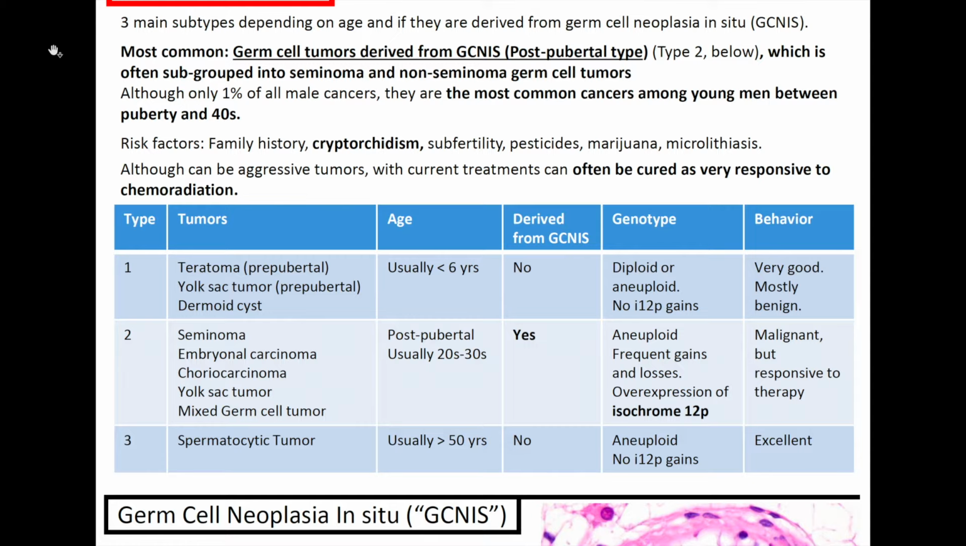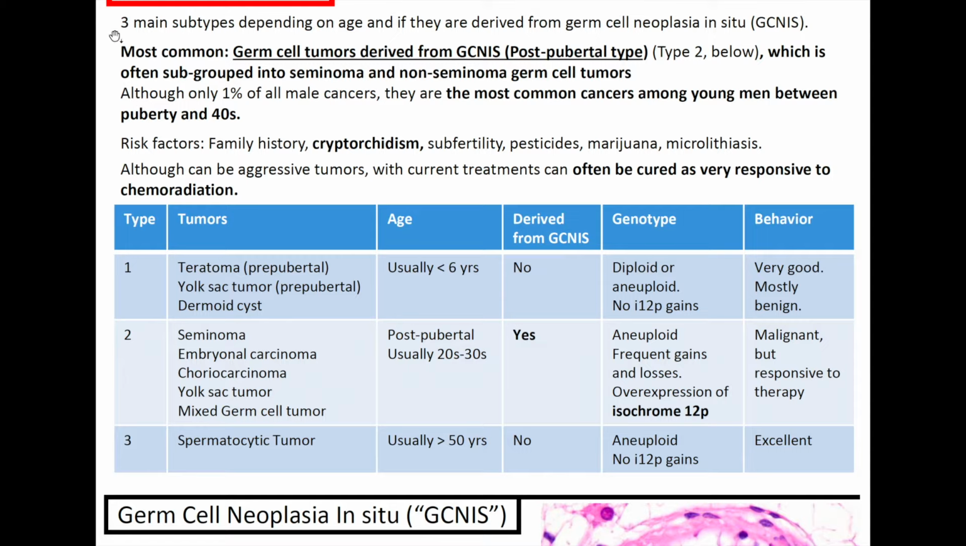Although only 1% of male cancers, they are the most common cancers among young men between puberty and the age of 40 or 40s. So some risk factors for testicular tumors include family history, cryptorchidism, subfertility, pesticides, marijuana, and microlithiasis. Although they can be aggressive tumors, with current treatments they can often be cured as they're very responsive to chemoradiation.